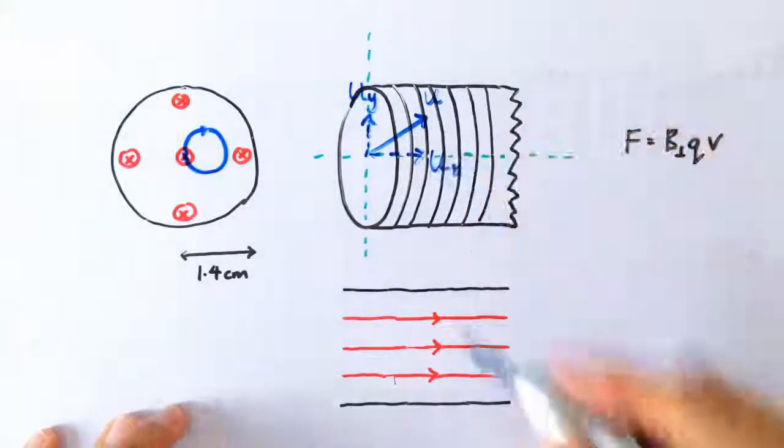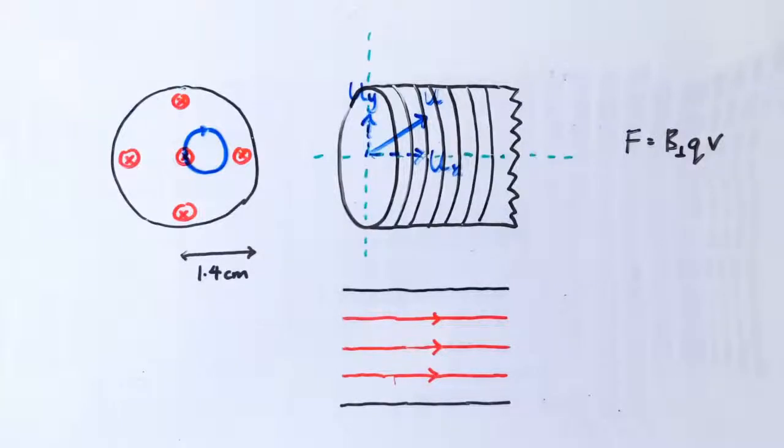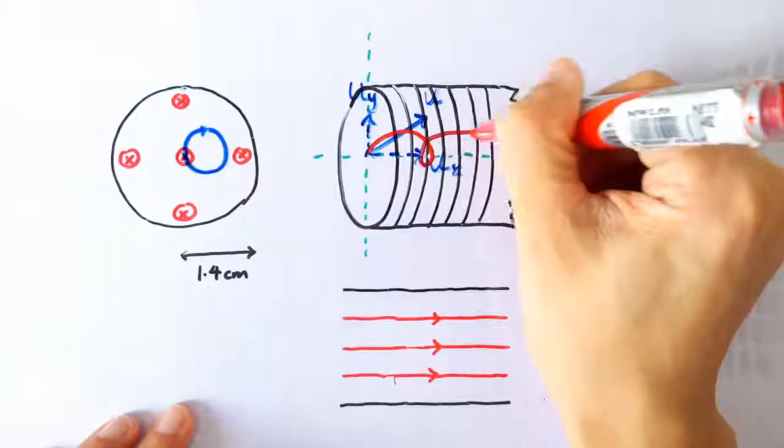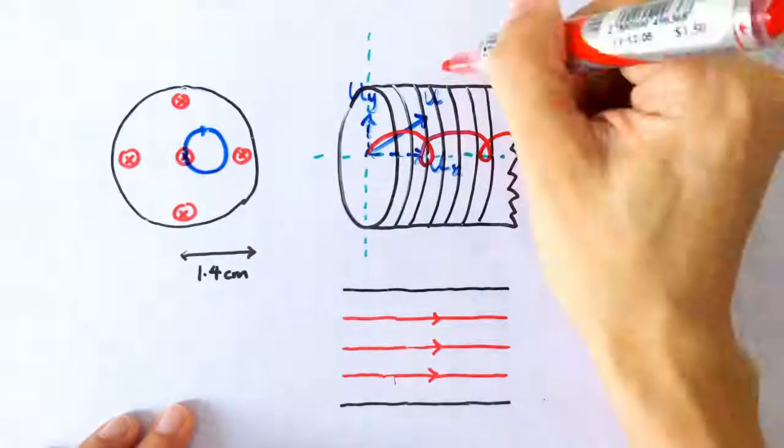So I think you can imagine the resultant motion. A circular motion that keeps going forward will look like this. This is called the helical path.